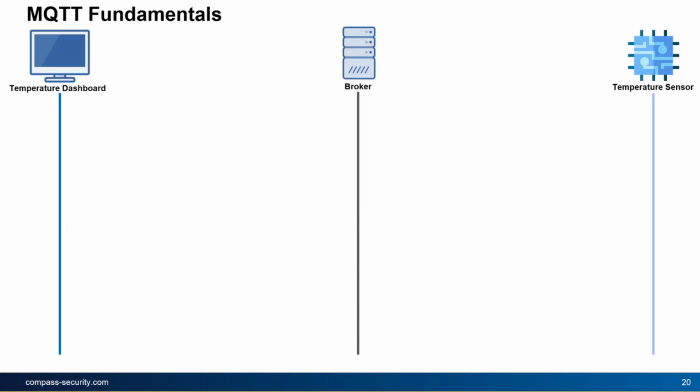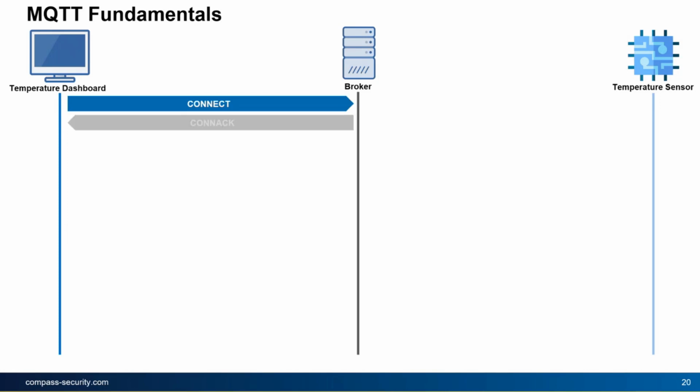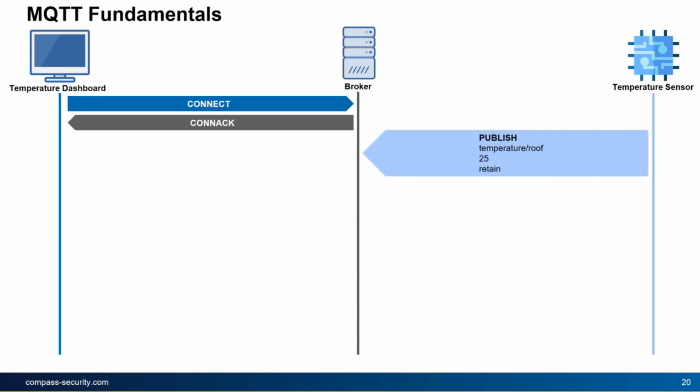If we have a look at a quick example here, we see on the left we have our temperature dashboard, in the middle we have a broker, and on the right we have a temperature sensor. So the dashboard sends a connect to the broker and establishes a connection. He will then receive a connect ACK. We then have a sensor which publishes the value 25 to the topic temperature roof. And in this case, it also has a flag in the publish packet which says retain this message.